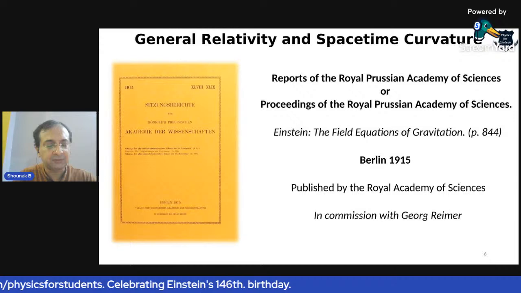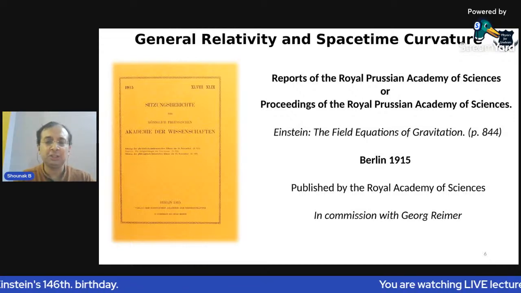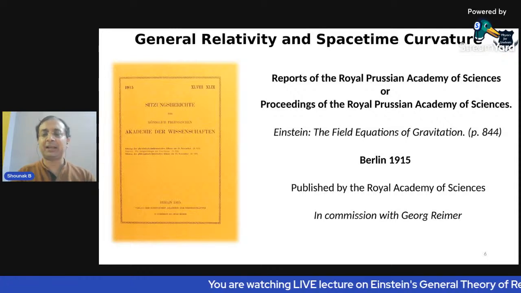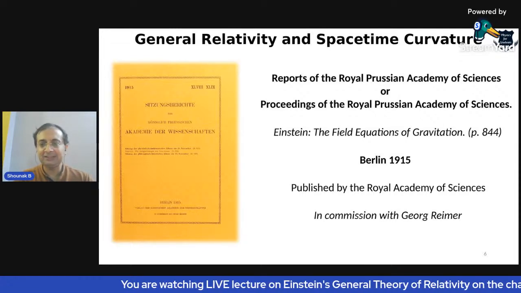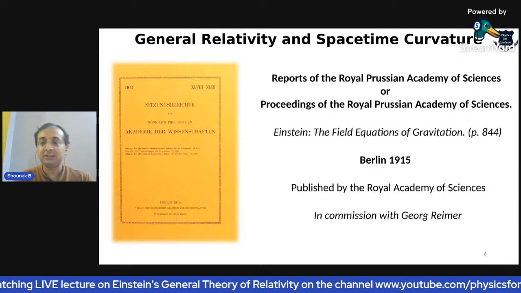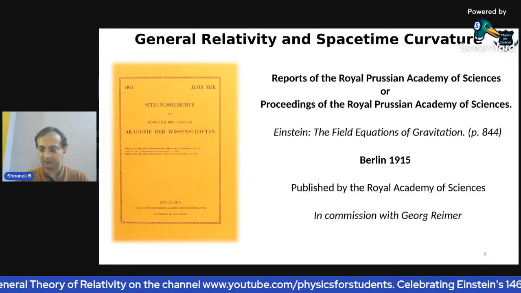During that time, it was called the Prussian Academy. Now, after the Second World War, everything has changed. This is the original paper, called Reports of the Royal Prussian Academy of Sciences, Einstein's Field Equations of Gravity, which was published on page number 844 and came out in Berlin in 1915.